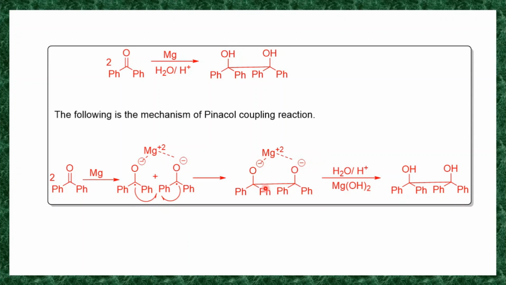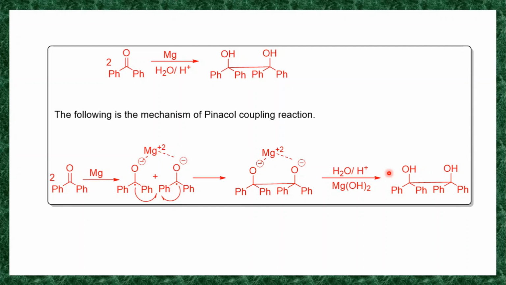Then this coupled molecule is treated with acid. This oxygen anion takes this proton and converts to the 1,2 diol. So this is the simple reaction mechanism of the Pinacol coupling reaction.